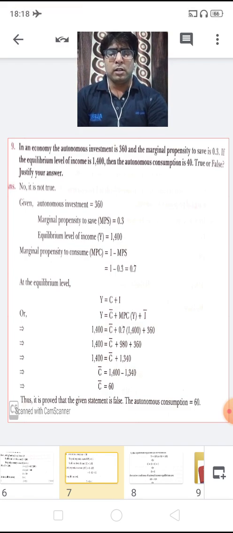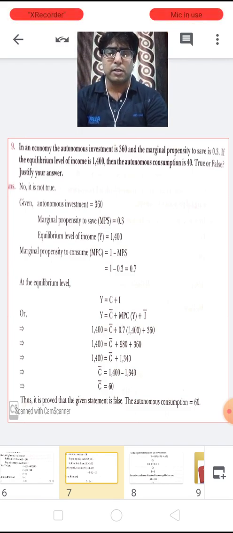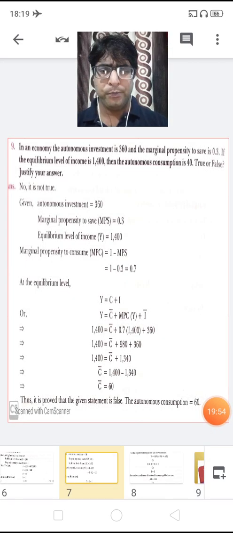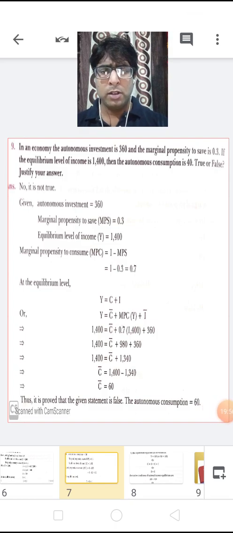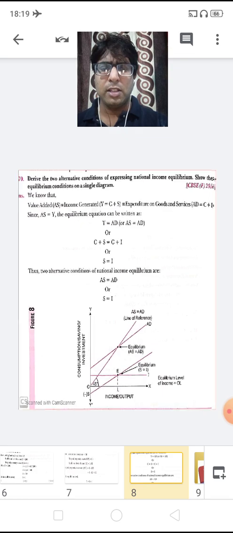So according to this equation, the value of autonomous consumption is wrong. It is 60 in place of 40. Now children, let us move on to the next question. The next question is the last question I'm taking.